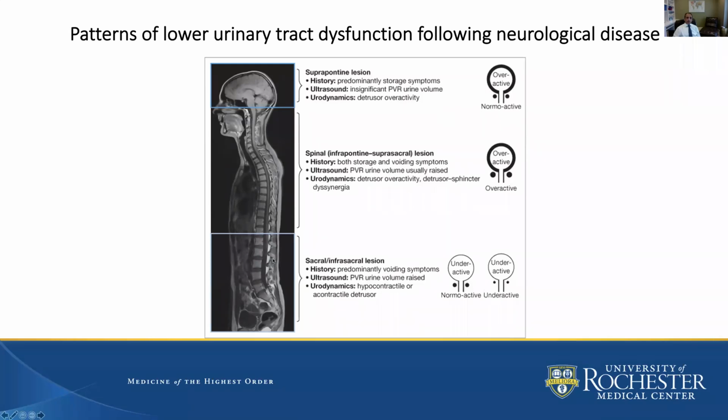And if there's a lesion at the lower level, especially at the sacrum and the infrasacral lesion, the bladder is underactive, and the sphincter may act normally or it may be underactive as well. So typically the patient presents with voiding symptoms. The patient may have overflow incontinence or difficulty passing urine. Ultrasound will show high residual urine, and urodynamics typically shows a hypocontractile or acontractile bladder or detrusor.